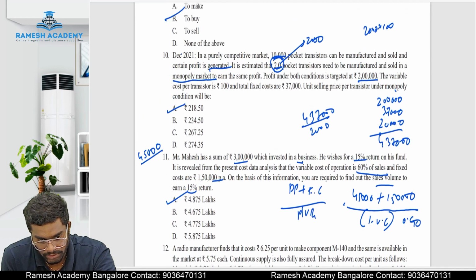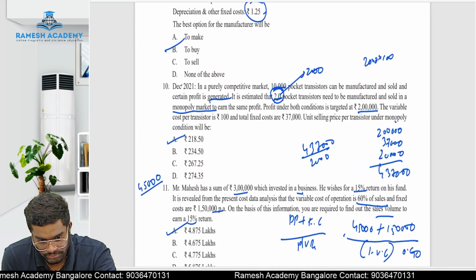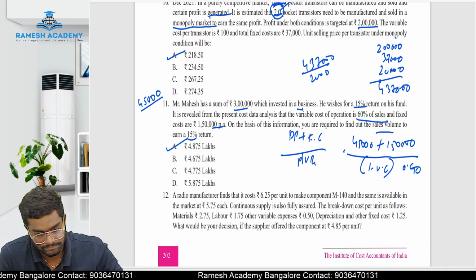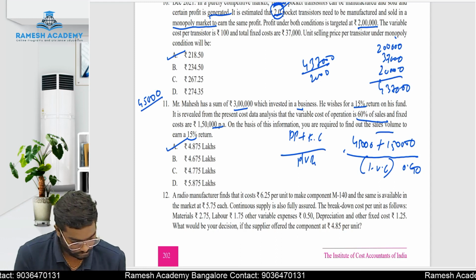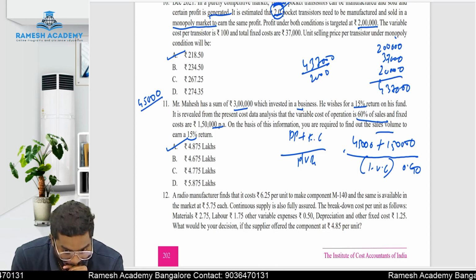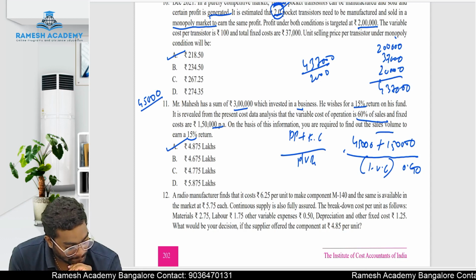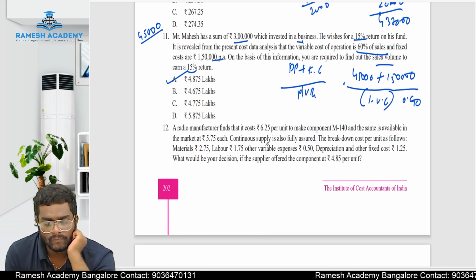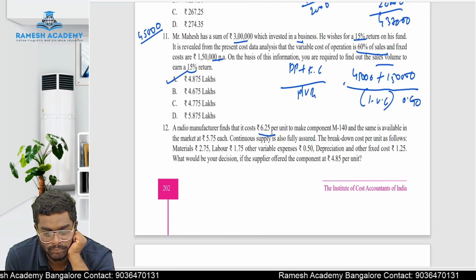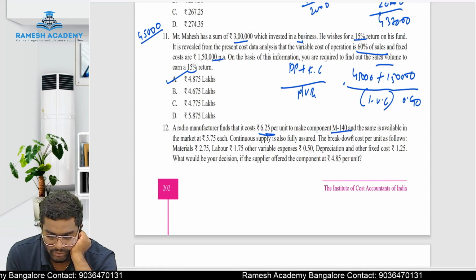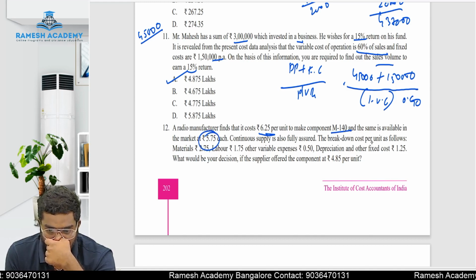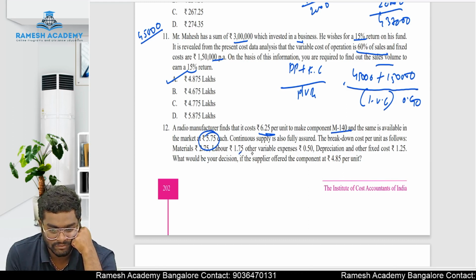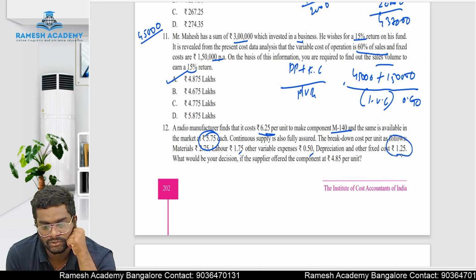See, question number 12 and question number 9 are both the same. We'll check what they are asking here. A radio manufacturer finds out that it costs 6.25 to make a component M140 and the same is available in the market at 5.75. Continuous supply is also assured. The breakdown cost is as follows: material 2.75, labor 1.75, variable cost 0.5, depreciation and other fixed cost 1.25.